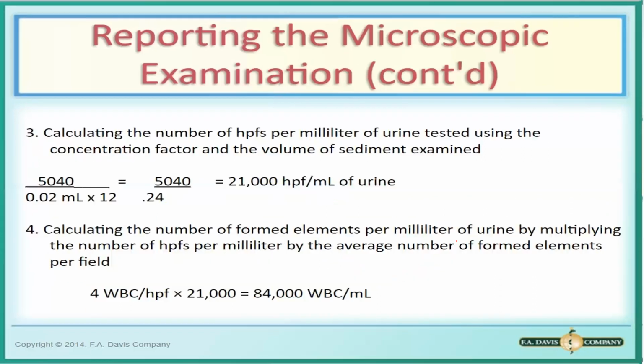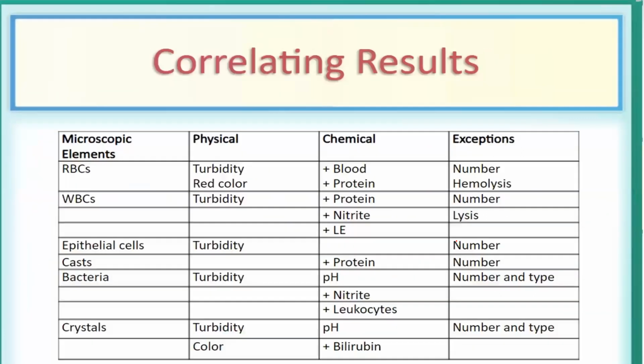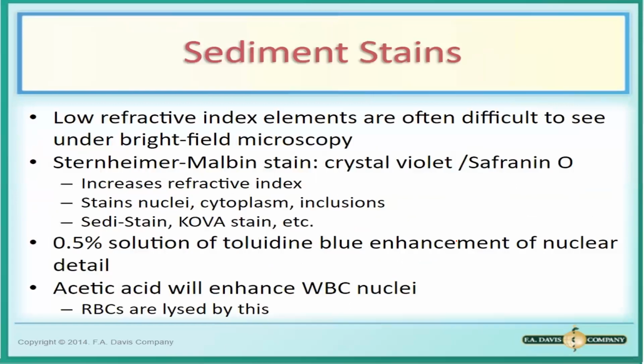Okay, so let's skip this part. Let's go to sediment stains. First, we have Sternheimer-Malvin, which uses crystal violet or safranin O. Ang purpose nito is to stain the nucleus or nuclei and cytoplasm.